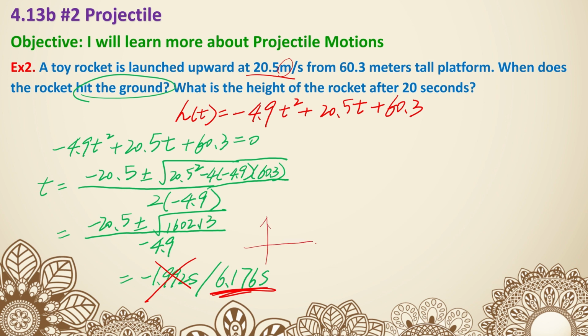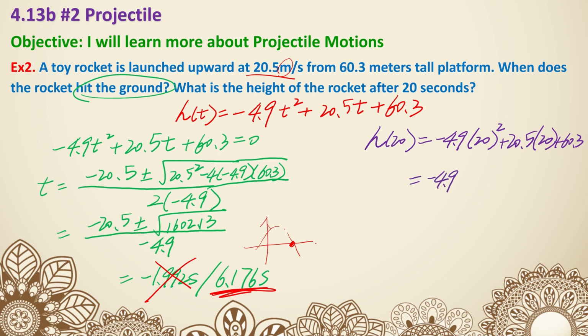So the first x-intercept is at negative. The second one is right here at 6.176 second. There you go. Next, what is the height of the rocket after 20 seconds? That means you're plugging in 20. So h of 20 is negative 4.9 times 20 squared plus 20.5 times 20 plus 60.3.